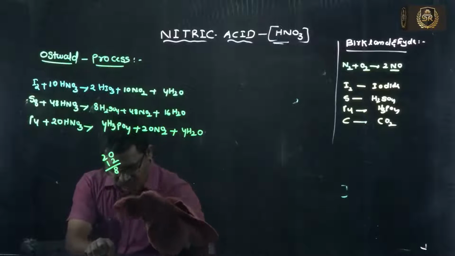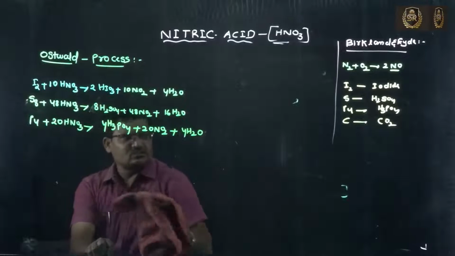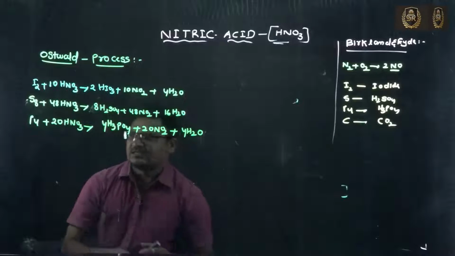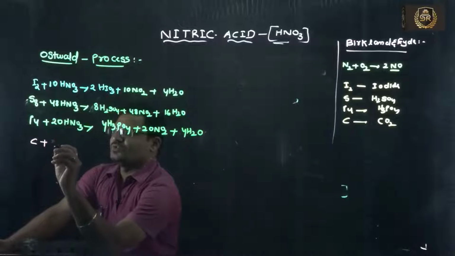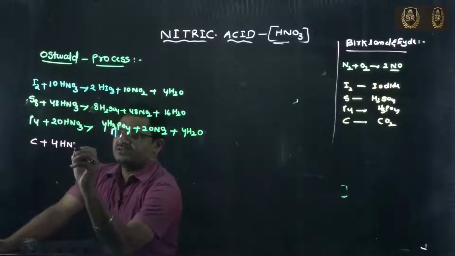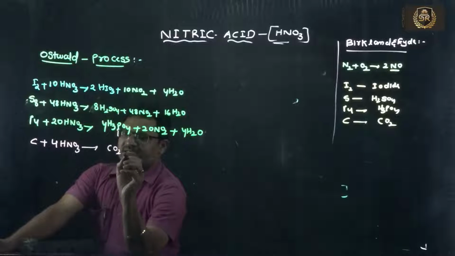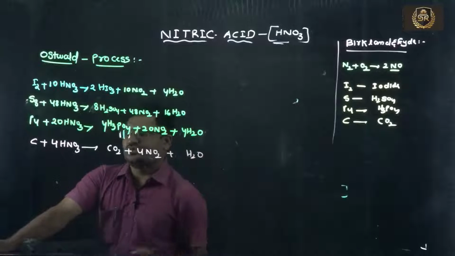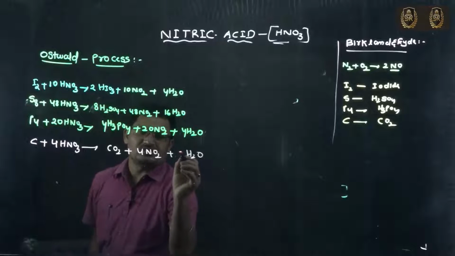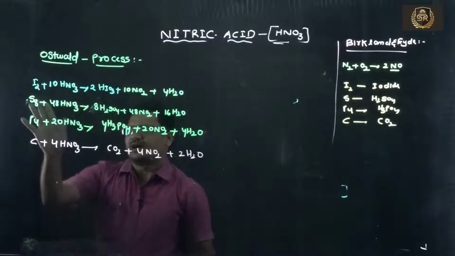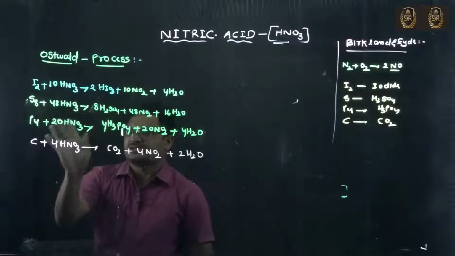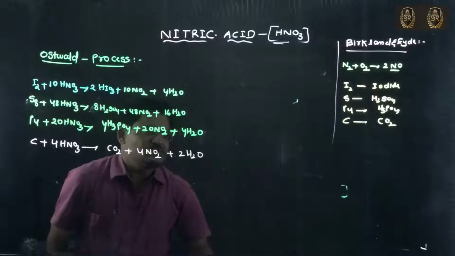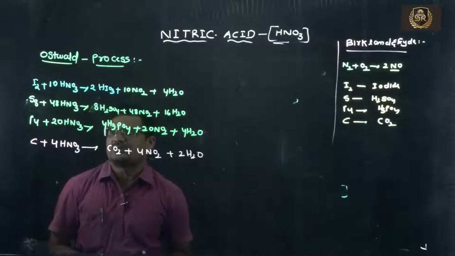At the same time, the next one is carbon to carbon dioxide. This carbon belongs to the 4th group element, that is 4 HNO3. To get carbon dioxide plus 4NO2 plus H2O. How many hydrogen is there here? 4. That's why here take 2 moles. This is iodine to iodic acid, sulfur to sulfuric acid, phosphorus to phosphoric acid, carbon to carbon dioxide. So that means these are the chemical properties of this one.